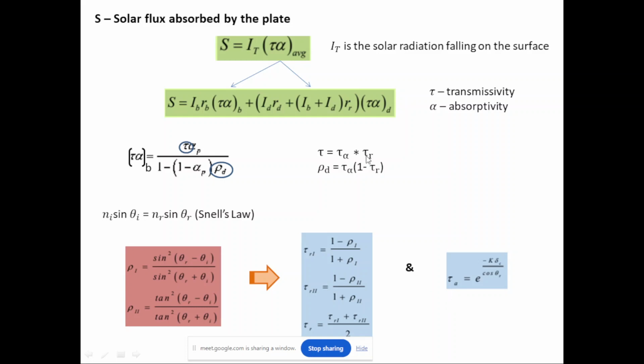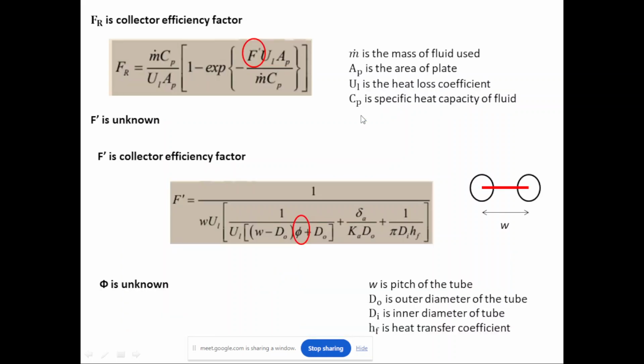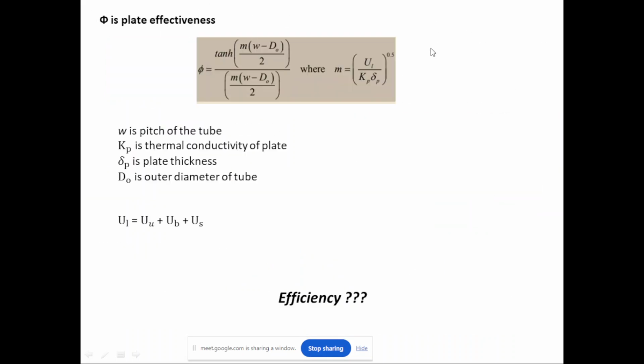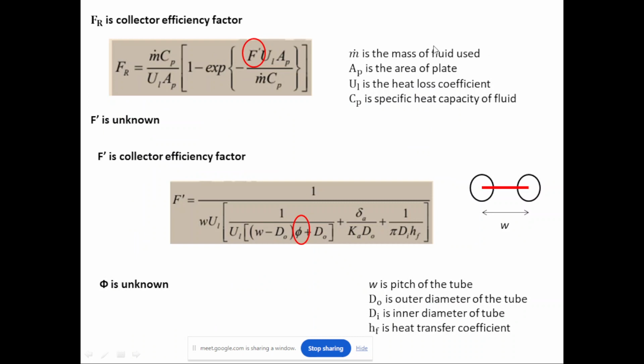So you know tau alpha, you know tau r, you know tau, and now you know rho d. With this you can calculate tau alpha b. Similarly, you can calculate tau alpha d, which we will see while solving the problem. Now we come to the collector efficiency factor, FR, as we said here. It is also called the heat removal factor.